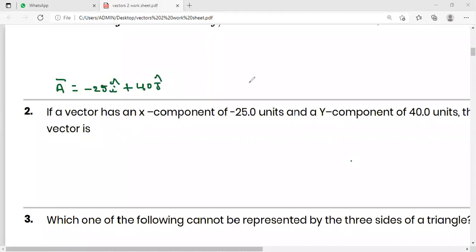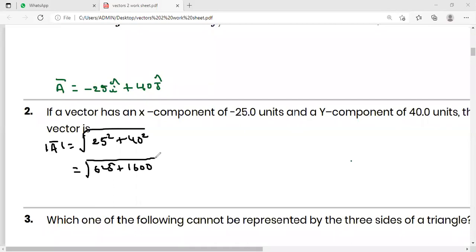It is very simple to calculate the magnitude and direction. So what is the magnitude of this vector? Root over x component square plus y component square, 25 square plus 40 square. And how much will it be? 25 square will be 625 plus 40 square will be 1600, and this will be 2225, I think.